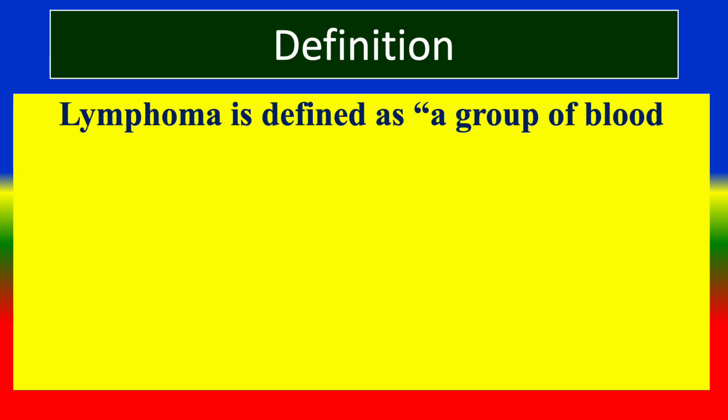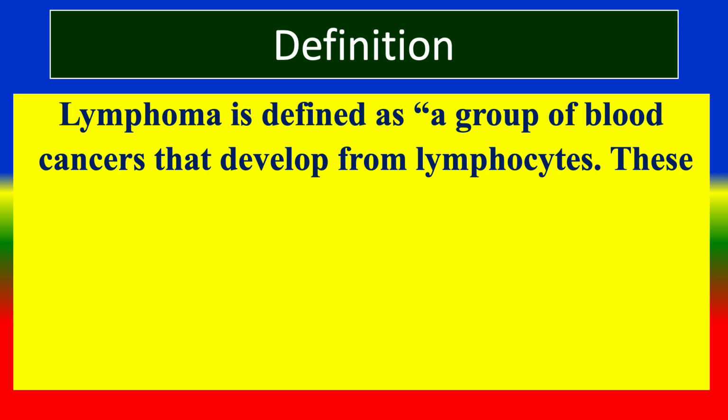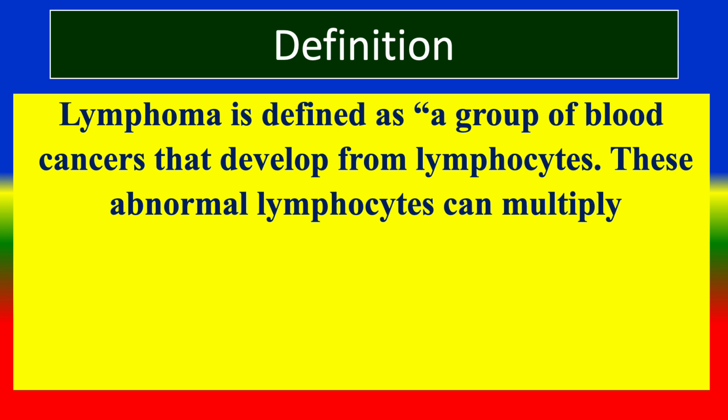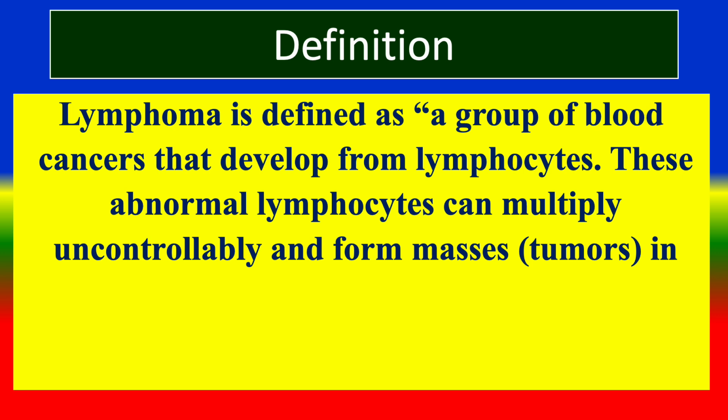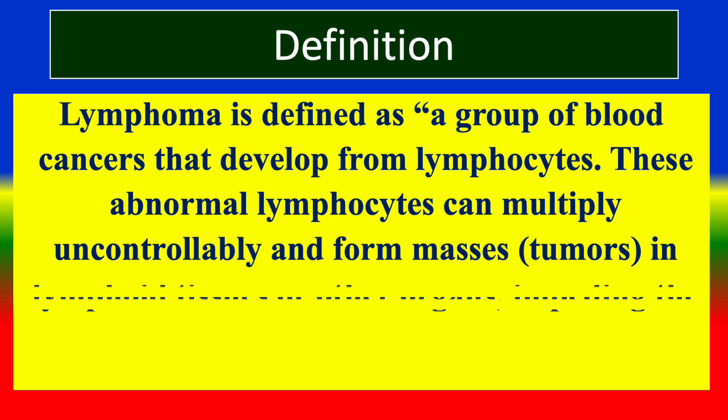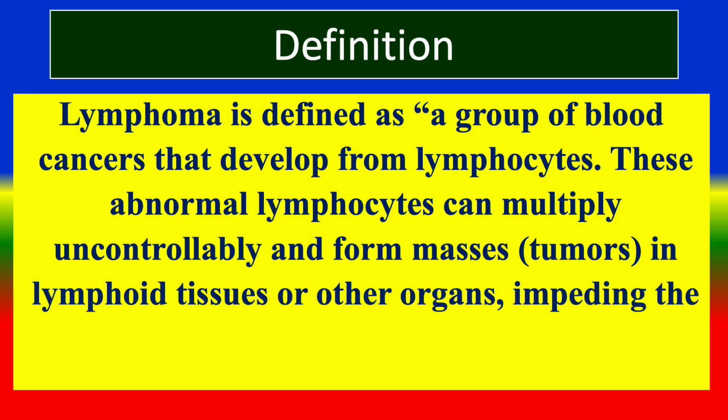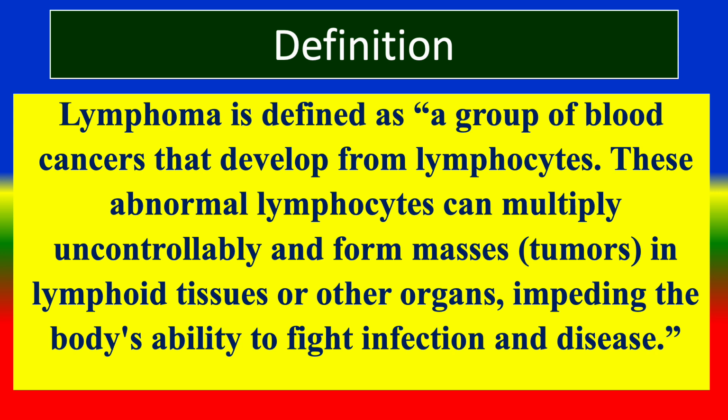Definition. Lymphoma is defined as a group of blood cancers that develop from lymphocytes. These abnormal lymphocytes can multiply uncontrollably and form masses or tumors in lymphoid tissues or other organs, impeding the body's ability to fight infection and disease.